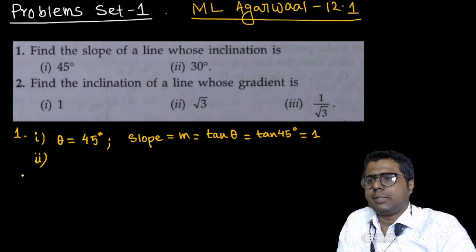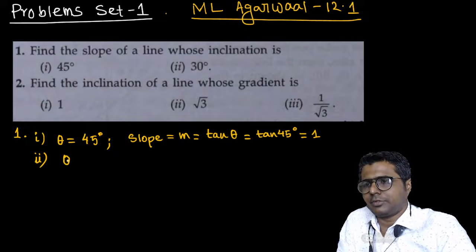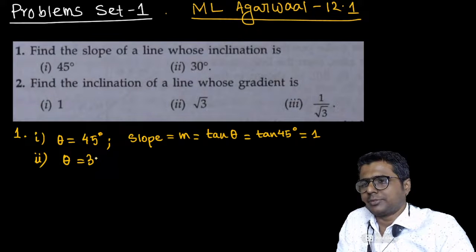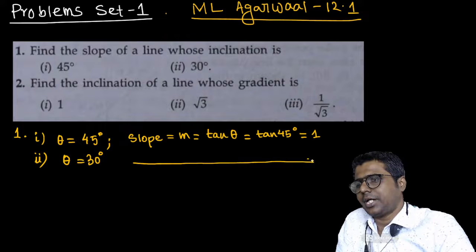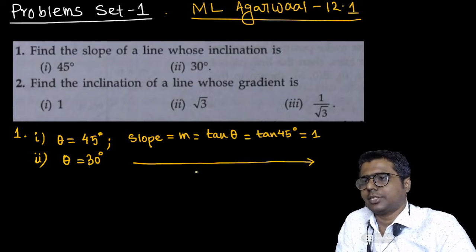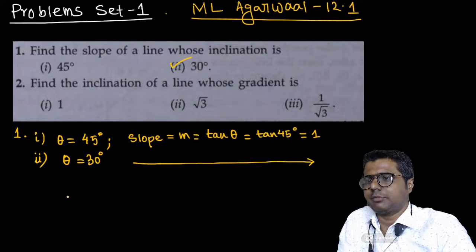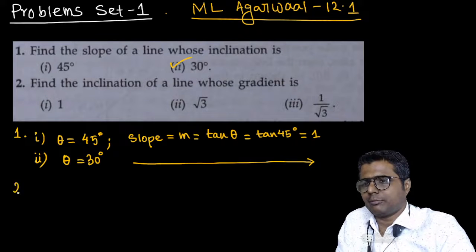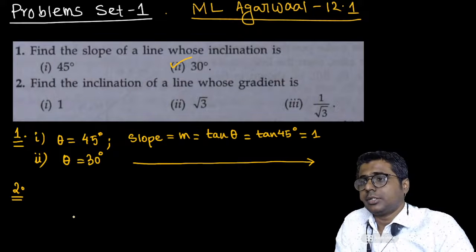Done. Similarly, I would like you to solve this problem. I will not do this problem. In the similar fashion, just follow the process and solve to find out the slope for this problem. Now we'll go for number 2. In case of number 2, gradient is given.